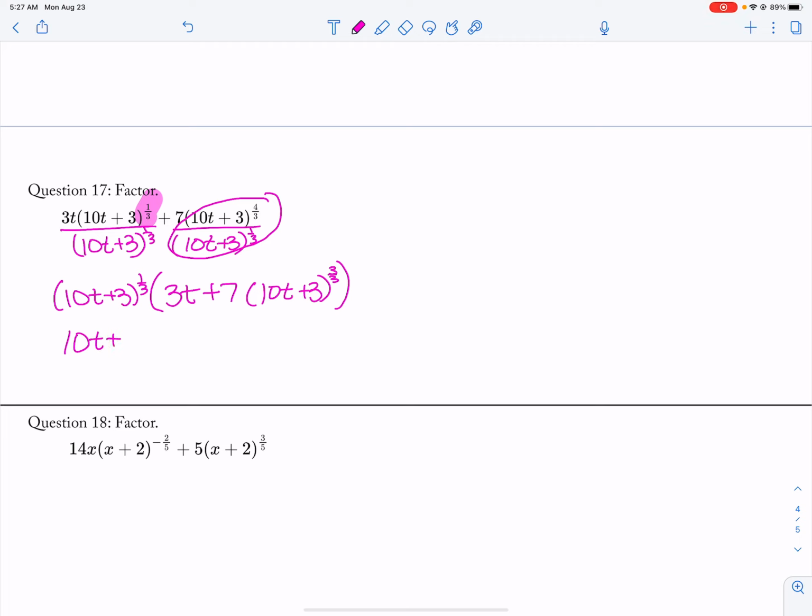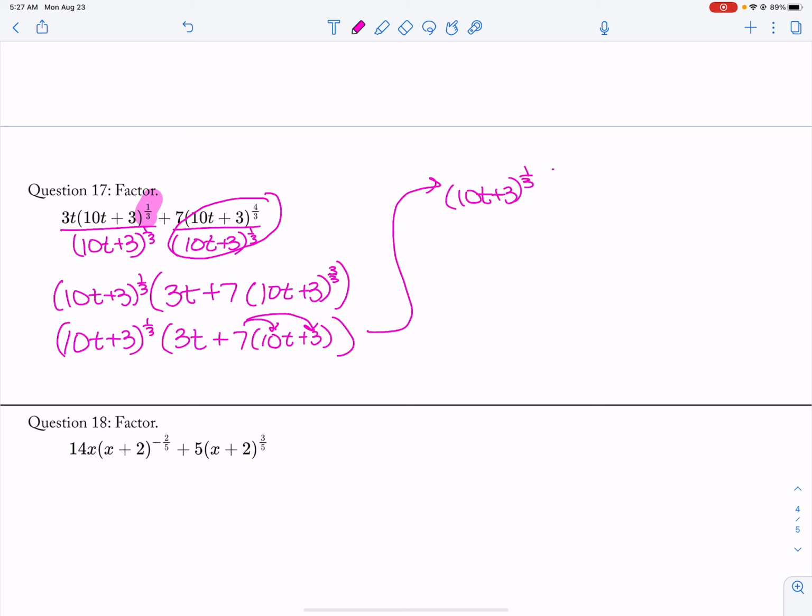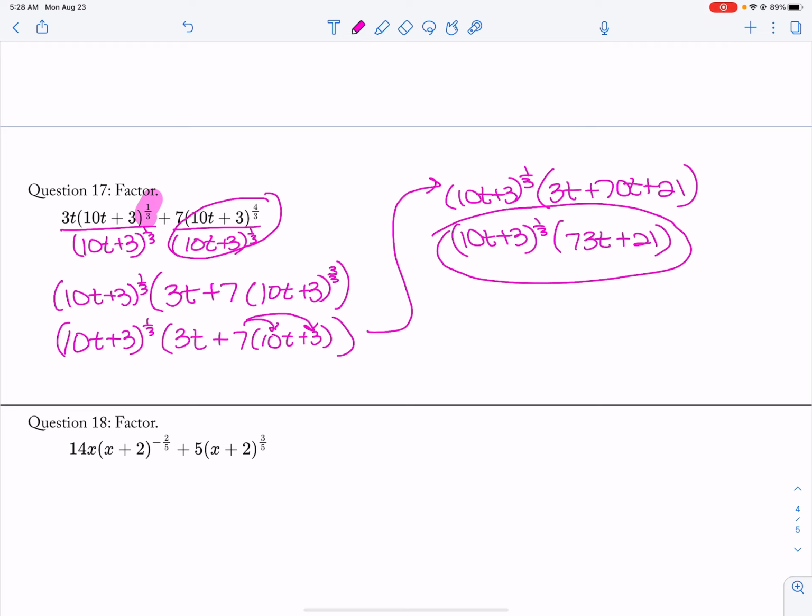So I have 10t plus 3 to the 1/3, and then I have 3t plus 7 times 10t plus 3. And then I can just distribute. So I get 10t plus 3 to the 1/3 power, 3t plus 70t plus 21. So then I end up with 10t plus 3 to the 1/3 power and 73t plus 21. Okay.